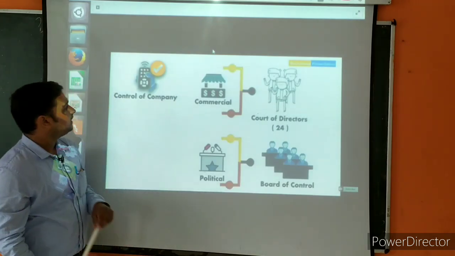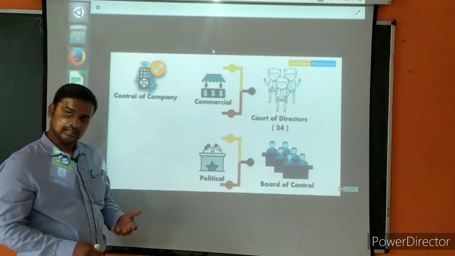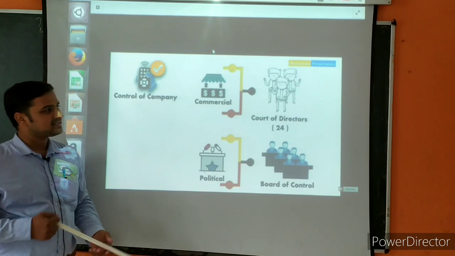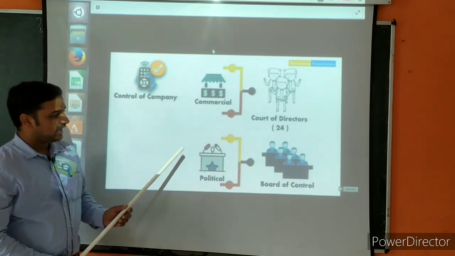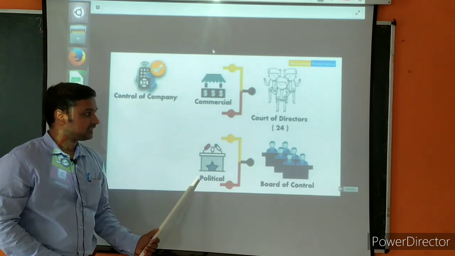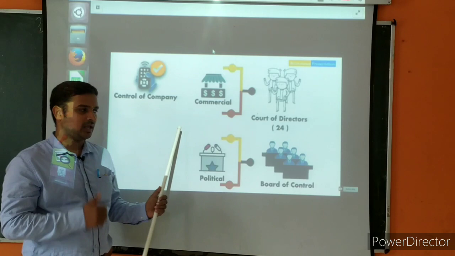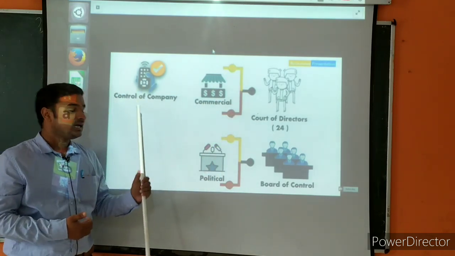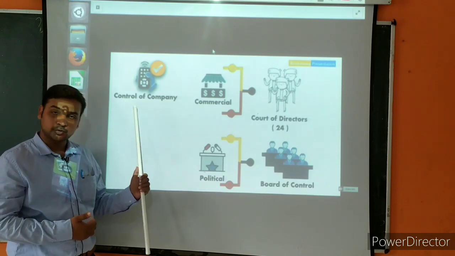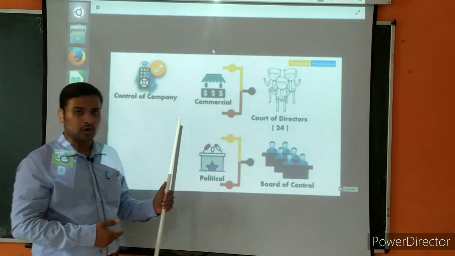Next we have control of company. As you know that company, East India Company itself, what was its control? If you talk about regulating act, there were commercial and political issues of company in that topic as well. But can you tell me what is the difference between regulating act and Pitt's India Act, the controls of company? Yes, let me brief you more on this topic.